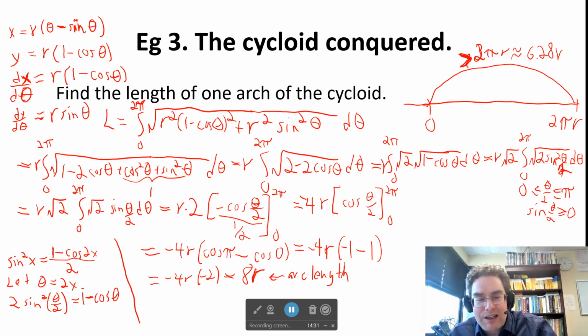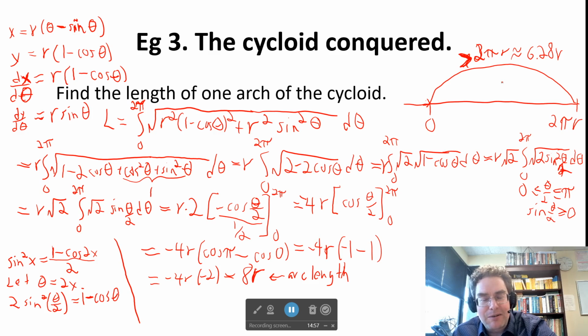It's kind of interesting. You might expect it to be some nasty irrational number or something like that, but no, it's just 8 times whatever r happened to be. Comparing back up here to our underestimate, our underestimate was about 6.28 R, and so we would expect something moderately larger than that, and that's what we got. We got 8 R there, so it turned out nicely.